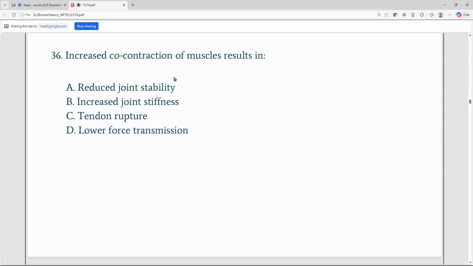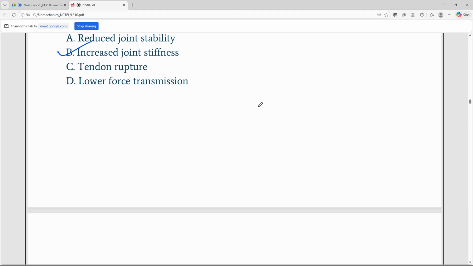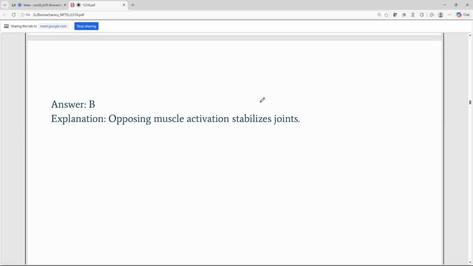Yes, the correct answer is option B, increased joint stiffness. Because in co-contraction, when opposing muscles contract together, the opposite muscle activation stabilizes the joints. Answer is option B.